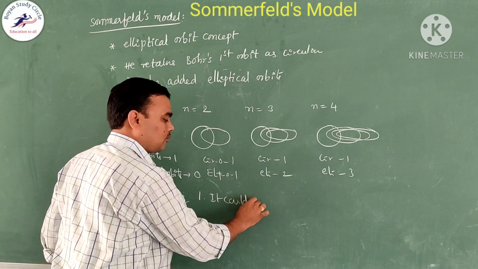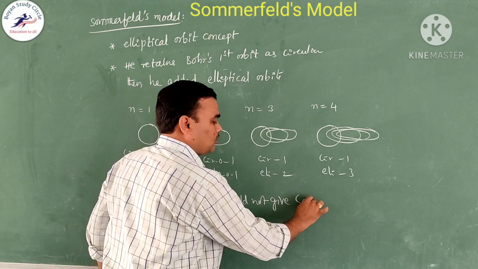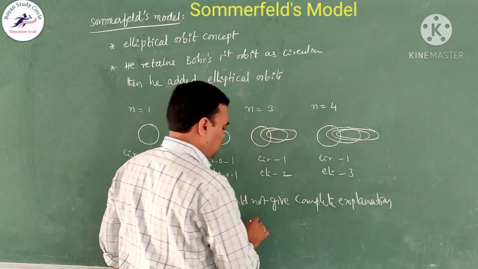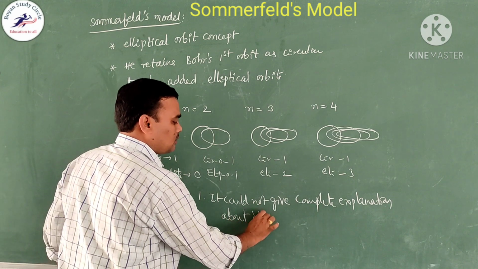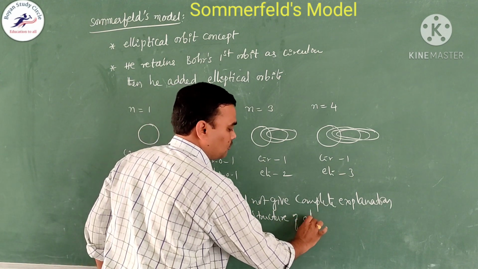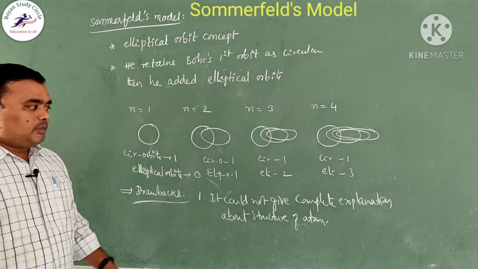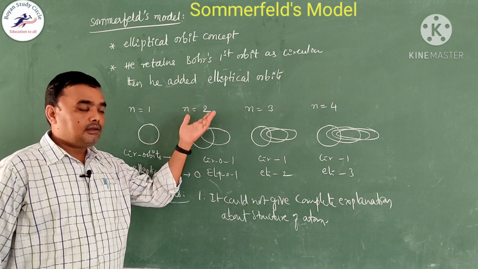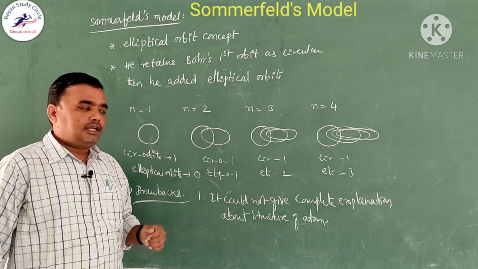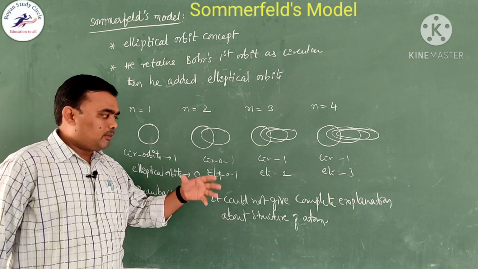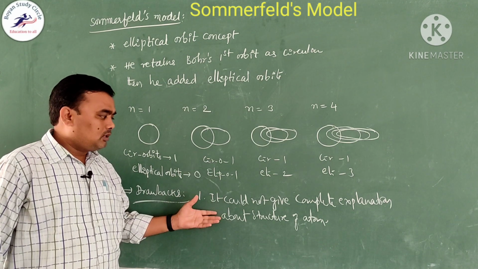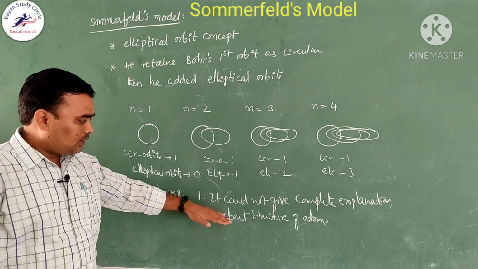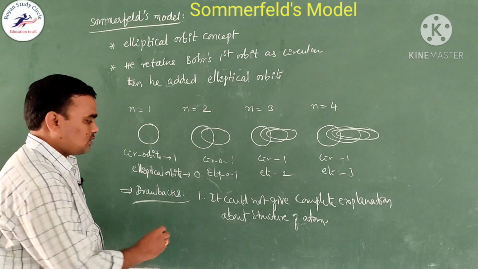a complete explanation about the structure of atom. Up to now we have discussed Rutherford's model, Bohr's model, and then Sommerfeld's model. Did you get any clarity about the arrangement of subatomic particles, electron, proton, neutron? No. There is no clear explanation about the arrangement of subatomic particles. That is why it could not give the complete explanation of the structure of atom.